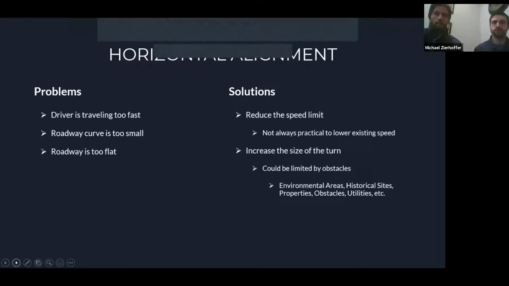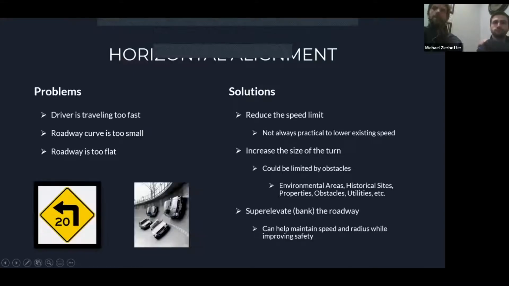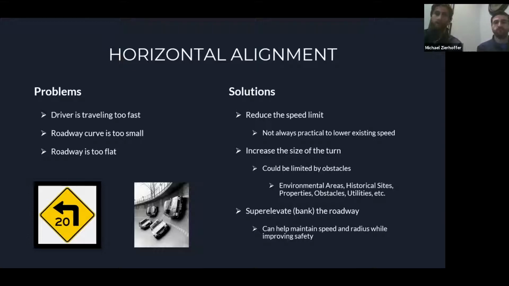So some solutions we might have. You could look to reduce the speed limit. However, as drivers get used to driving on certain roads, they don't always like to comply by whatever signs are up. They're used to, if a road is 30 miles an hour, they're going to keep driving 30 miles an hour, even if it's not safe. You could try to increase the size of the turn. However, once you start going off the roadway, especially in the city, there's a lot of things really close nearby that you can't touch.